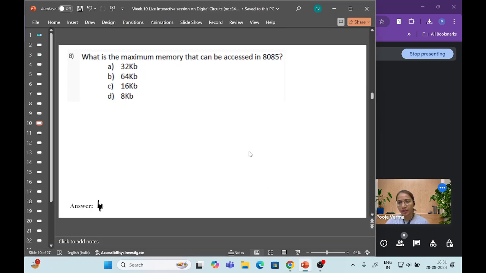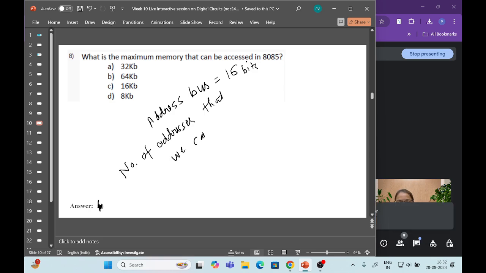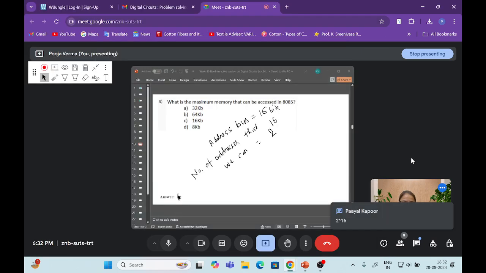Okay, so as we know, the address bus in the 8085 processor is 16 bits already. So what will be the number of addresses that we can store? Yeah, 2 to the power 16, right?